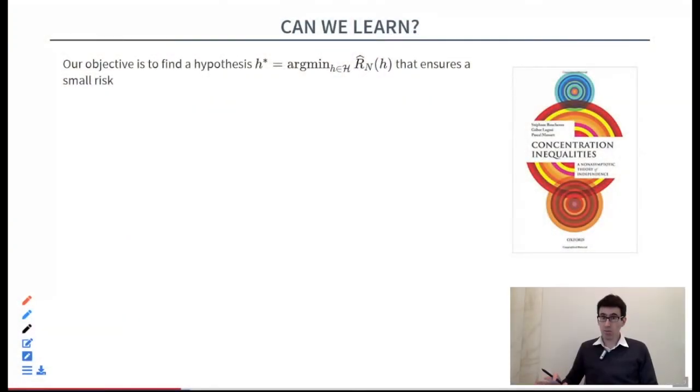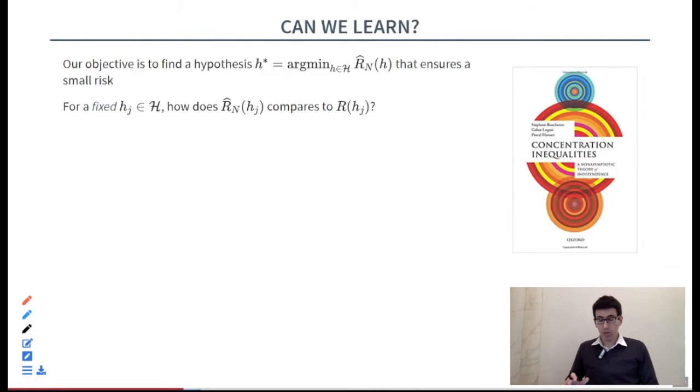So in the grand scheme of things, our objective is to find a hypothesis, which I call H star, which is the one that minimizes, over all the hypotheses in your set, the empirical risk. All right, so that procedure by which you select a model that seems pretty good given your data by minimizing the empirical risk is called empirical risk minimization, or ERM. We'll see that quite a bit in this course.